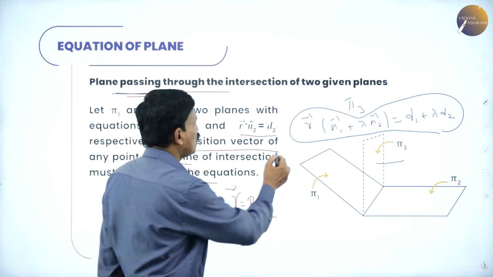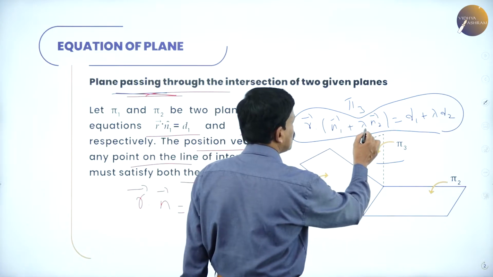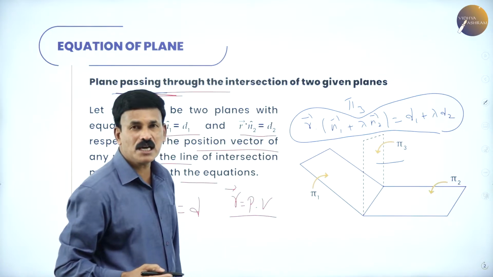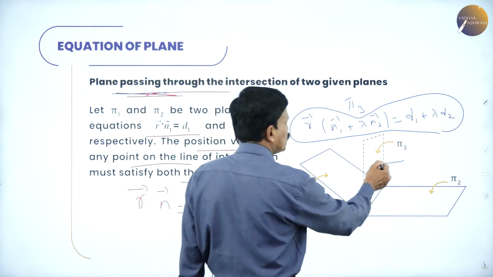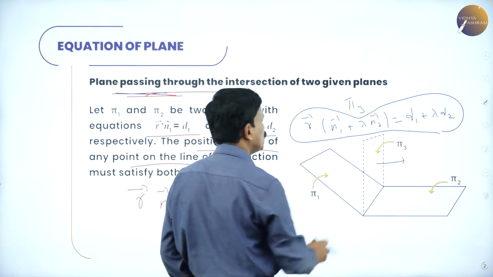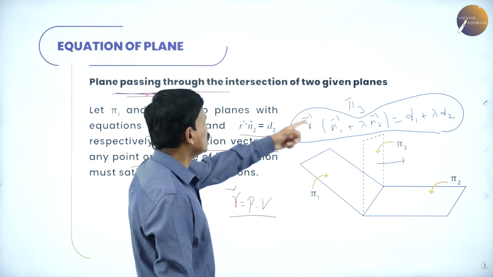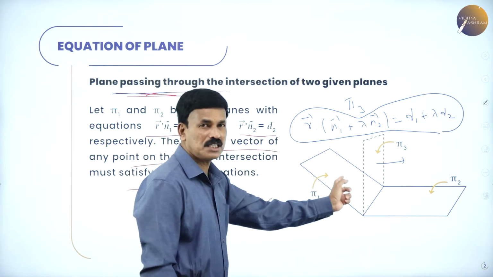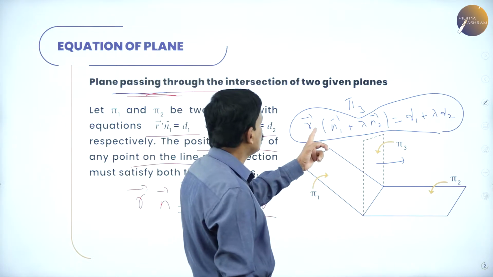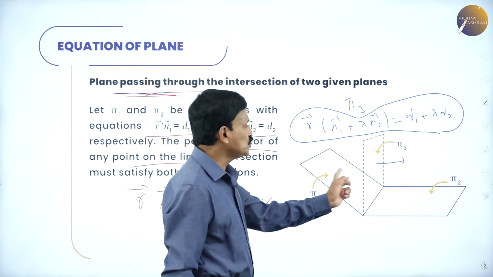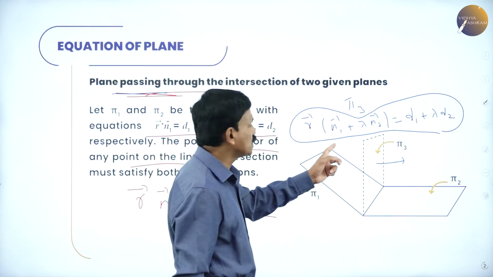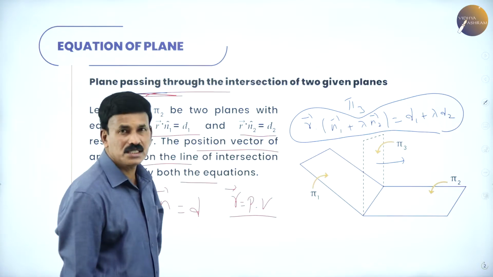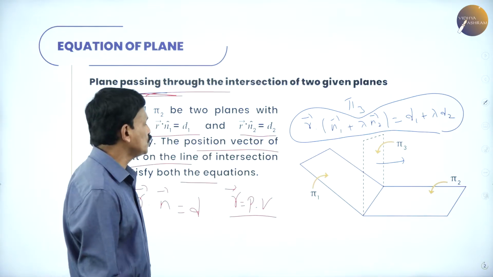The equation of the plane passing through the intersection of the two given planes in the vector form is r dot (n1 vector plus lambda into n2 vector) is equal to d1 plus lambda into d2, which is the equation of the plane pi 3. That is nothing but pi 3 passing through the intersection of the two given planes. So pi 3 is the plane through the intersection of the two planes pi 1 and pi 2. Therefore, the equation of the plane through the intersection of these two planes in vector form is r dot (n1 plus lambda into n2 vector) is equal to d1 plus lambda into d2.